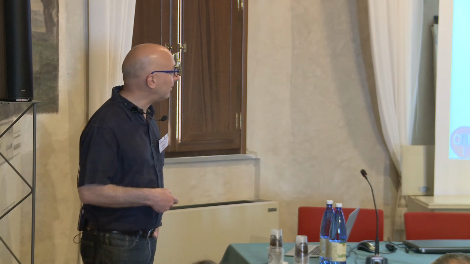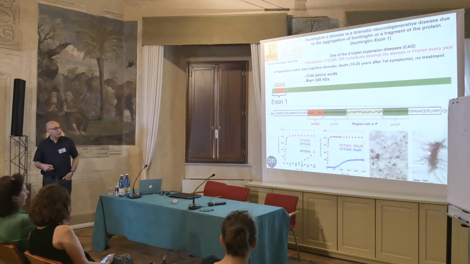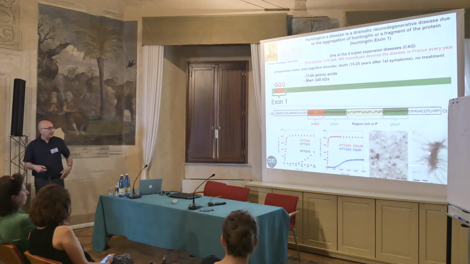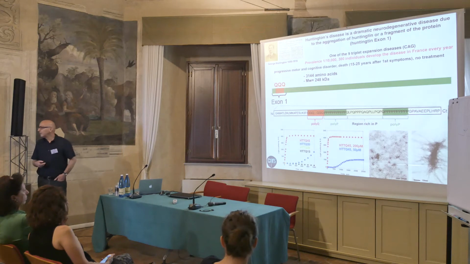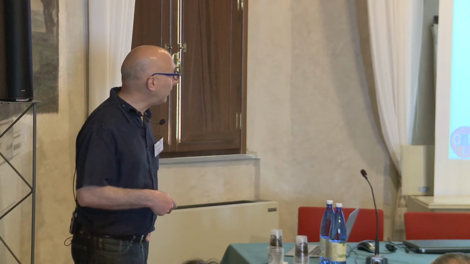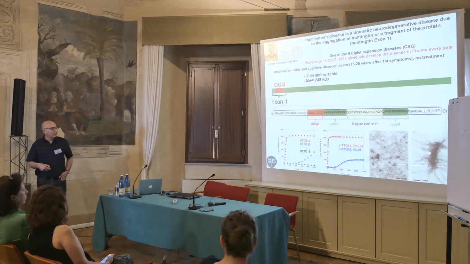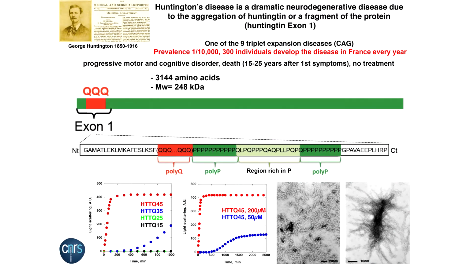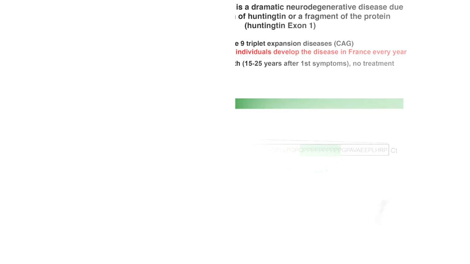And when you express it, with different versions with increasing numbers of glutamines, and you put this in a test tube, what you see within this time frame is that with 15 glutamines, the protein does not assemble. With 25 glutamines, the same. With 35, you have a lag phase of about 500 minutes. And with 45 glutamines, at exactly the same concentration, you have nearly no lag phase. And it's concentration dependent. The higher the concentration, the shorter the lag phase.